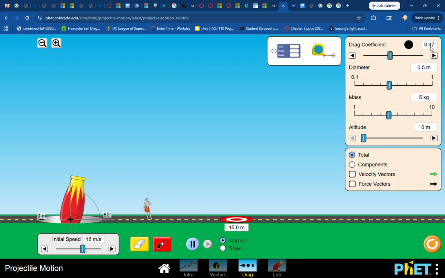Let's start with a 5 kilogram cannonball with a diameter of 0.5 meters. Wow. Okay, now let's only change the diameter to be 1 meter across. Wow. Our hypothesis was correct. The larger cannonball didn't travel as far due to air resistance, or drag.